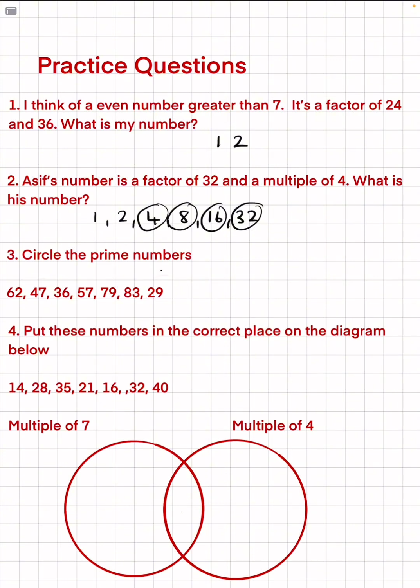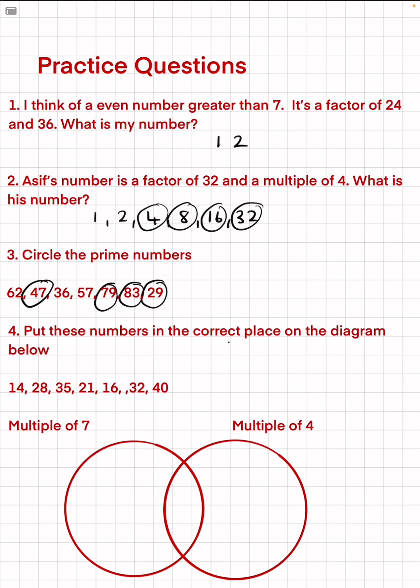Question 3 says circle the prime numbers. 62 is not a prime number, it can be divided by 2. 47 is a prime number. 36 is not a prime number, it can be divided by 3. 57 is not a prime number, it can be divided by 3. 79 is a prime number. 83 is a prime number, and so is 29.